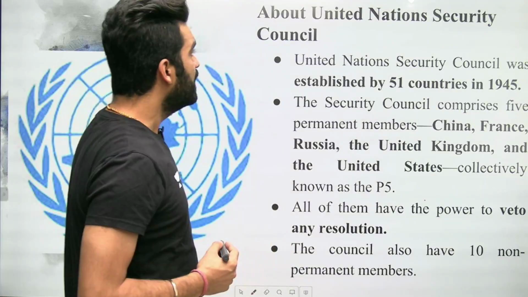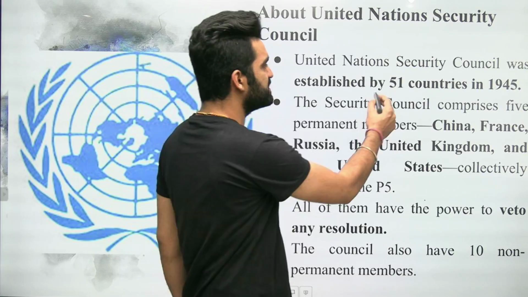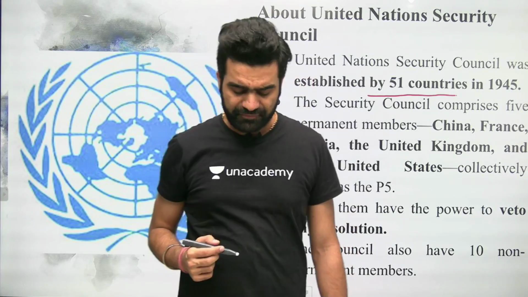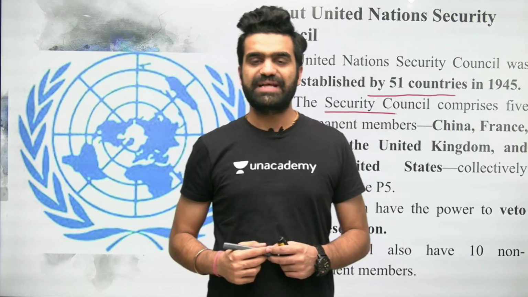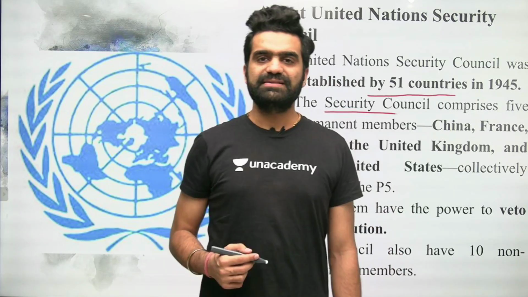The United Nations Security Council was established by 51 countries in 1945 in the aftermath of the Second World War to bring about peace and stability in the governance of the world. Today, the Security Council is sometimes in the news because of sanctions that it imposes on countries like North Korea and Syria.